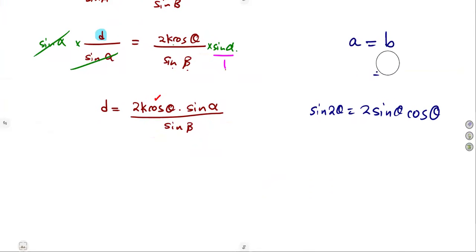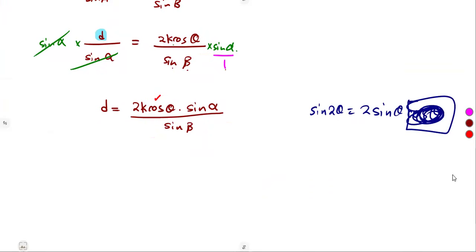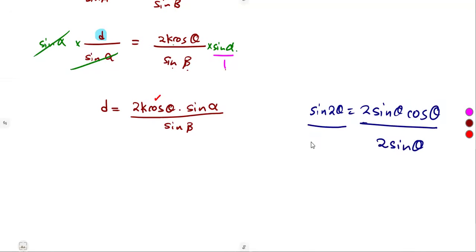So from the same concept, if these two are equal, let us get rid of the cos of theta from here. There's the cos of theta there. Simply make cos theta the subject. So we divide by what? 2 sine theta, like this, so that these can cancel.